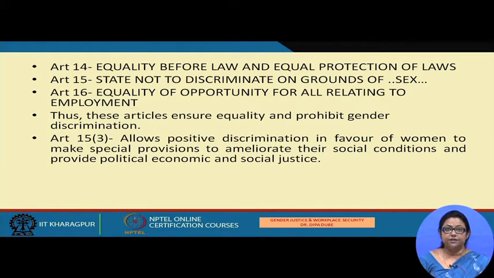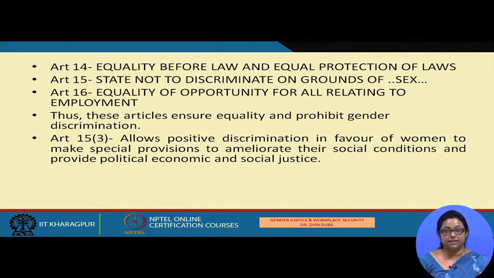However, Article 15(3) of the Indian Constitution allows positive discrimination in favor of women. Now, it says nothing in this article shall prevent the state from making any special provisions for women and children. So, therefore, it allows for a positive discrimination. That is the significance here, in a sense that this is not violative of what has been stated in Article 14. What it stands for is equals must be treated equally.